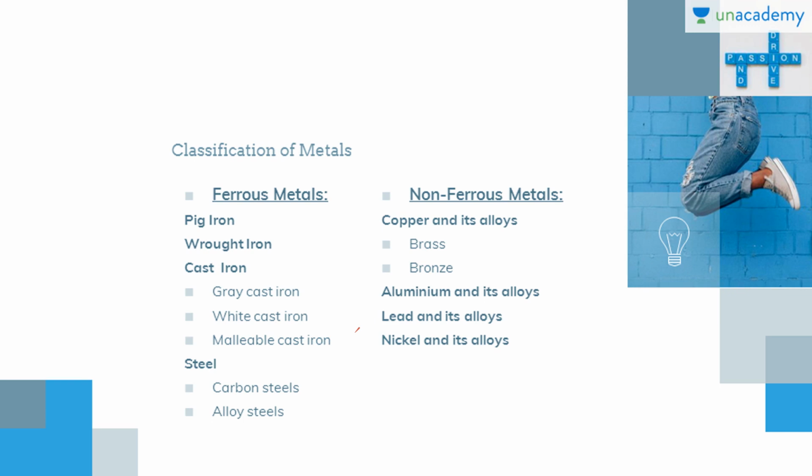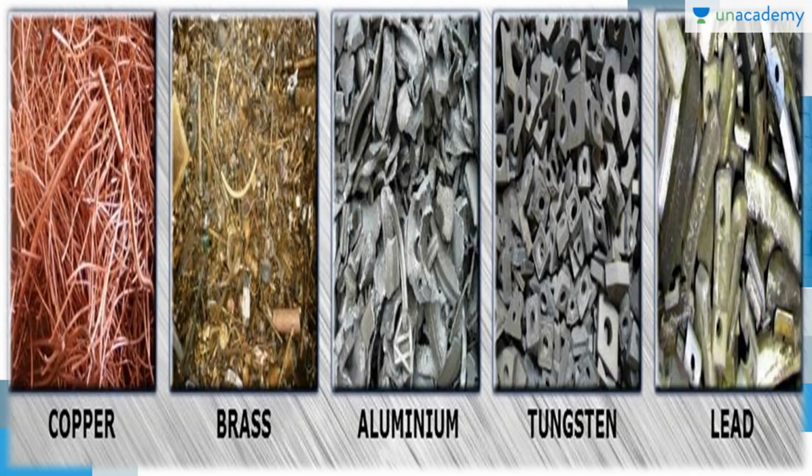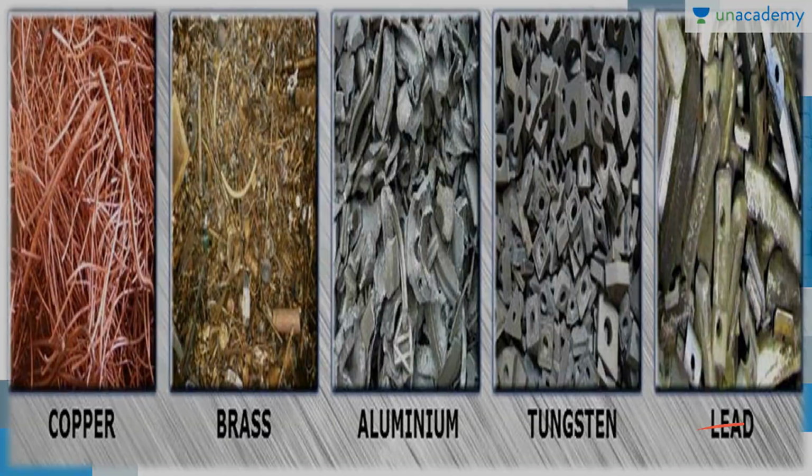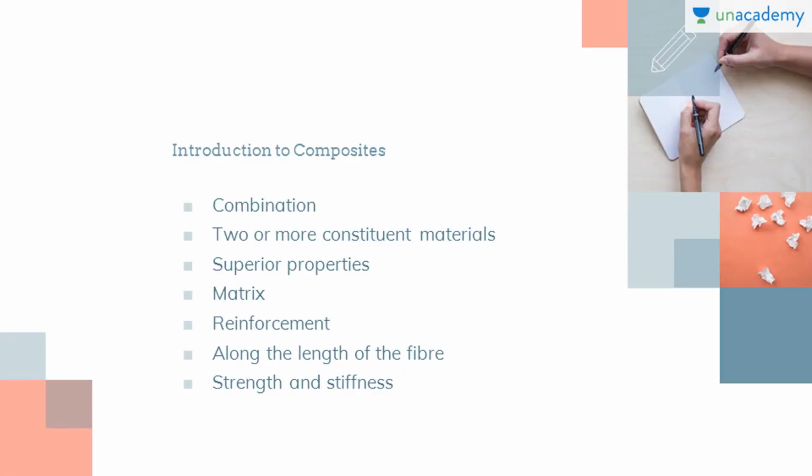Coming to nickel, nickel and nickel alloys are non-ferrous metals with high strength and toughness, excellent corrosion resistance, good machining properties and superior elevated temperature properties. So you can see these are the non-ferrous metals: copper, brass, aluminium, tungsten and lead. So let's move on to composites.